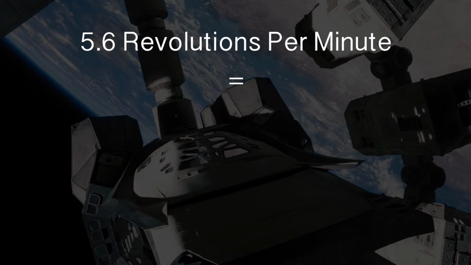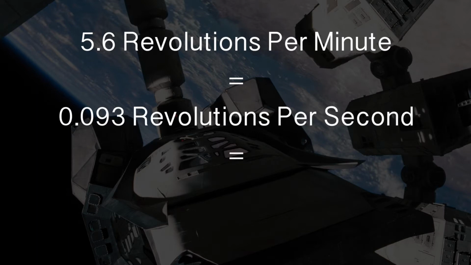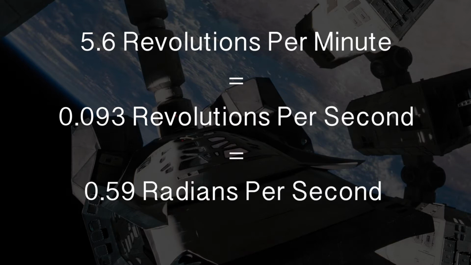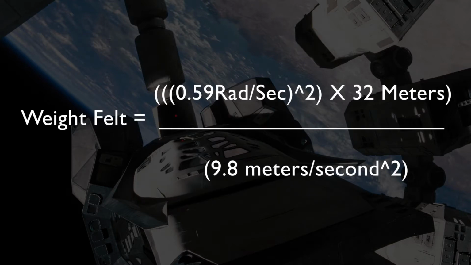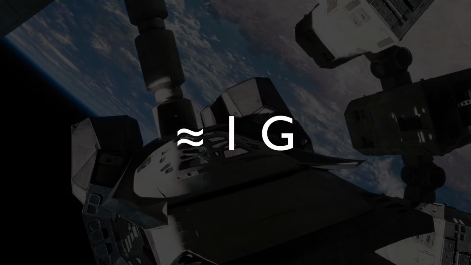5.6 revolutions per minute is equivalent to 0.093 revolutions per second, which is also equivalent to 0.59 radians per second. When we plug radians per second and the radius of the spaceship, 32 meters, into the equation, we do indeed find that the weight inside the spaceship is 1 g. Therefore, the movie's artificial gravity found by spinning the spaceship is realistic.